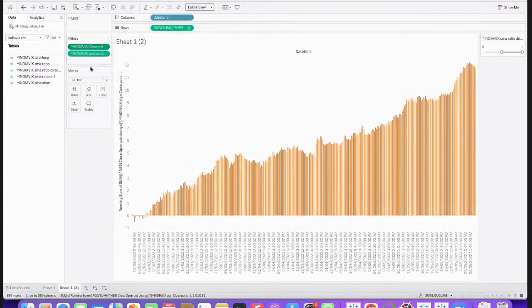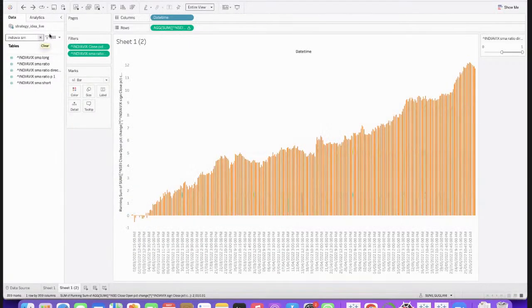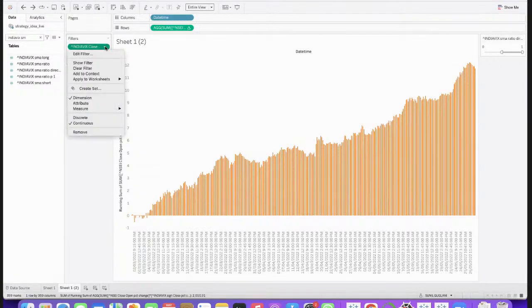Okay, I will just clear this filter. So the strategy still looks good. Yeah, it still looks good, but we'll just change it back to the previous one.